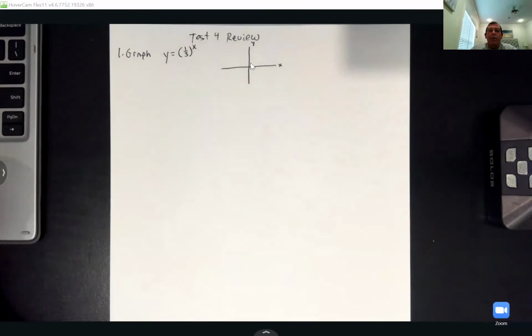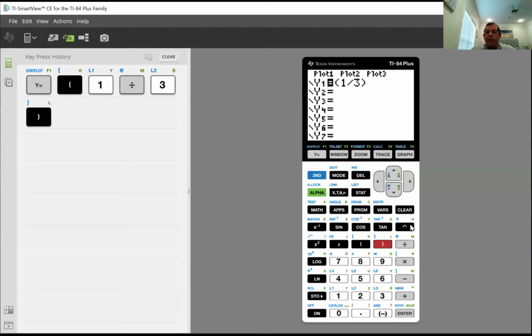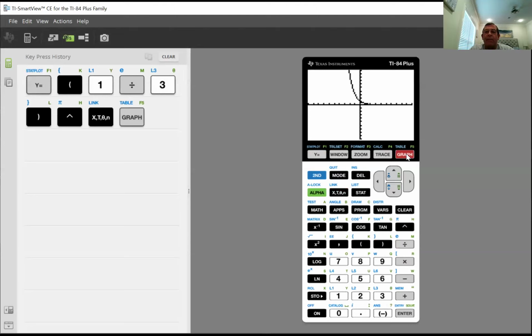So I'm going to go to my y equals. All right, so y equals, and that was 1/3. So I'm going to use my parentheses, 1 divided by 3, close parentheses, and then my exponent was the x. Now you can also use the alpha y equals and get the fraction notation if you want to do it that way, okay? All right, so we just want to hit graph and see what the graph looks like.